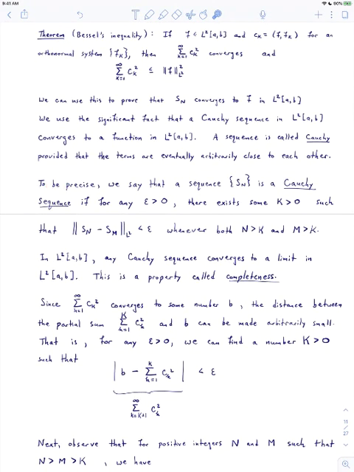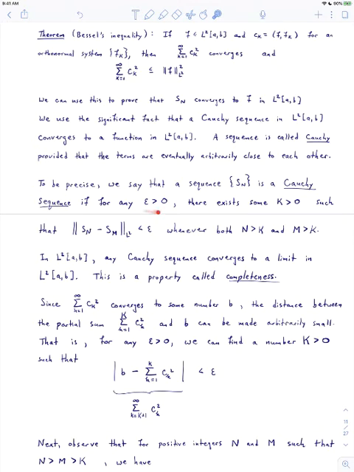So to be precise, we say that a sequence Sn is a Cauchy sequence if for any epsilon greater than 0, there exists some capital K such that the difference between Sn and Sm is less than epsilon whenever n is bigger than K and m is bigger than K. So basically the idea here is epsilon is measuring a distance. I want to say that these terms are getting arbitrarily close together, so I have to measure that with something. So give me any distance at all.